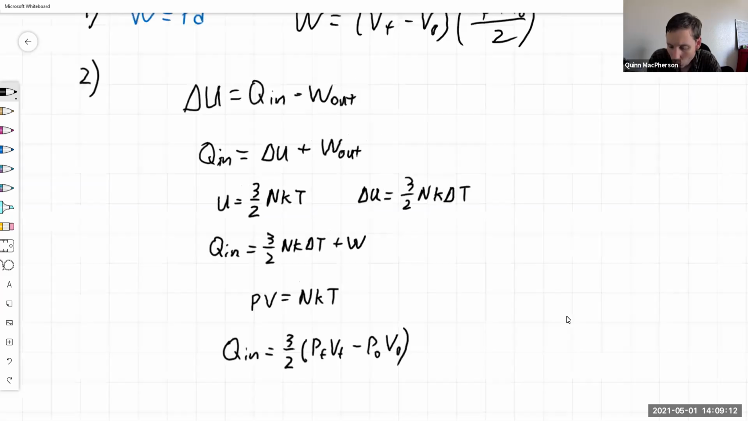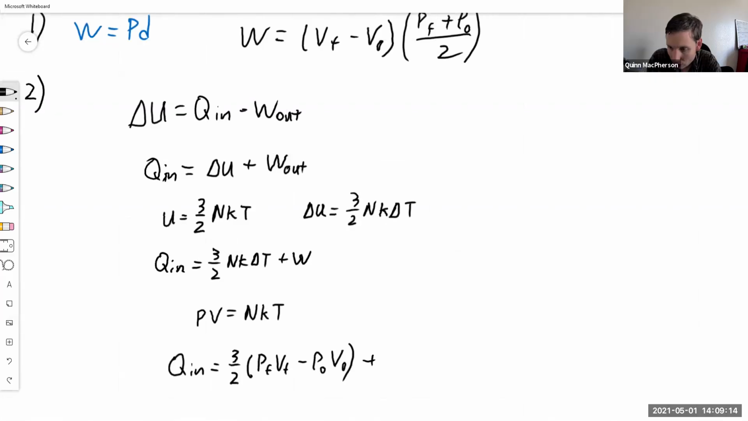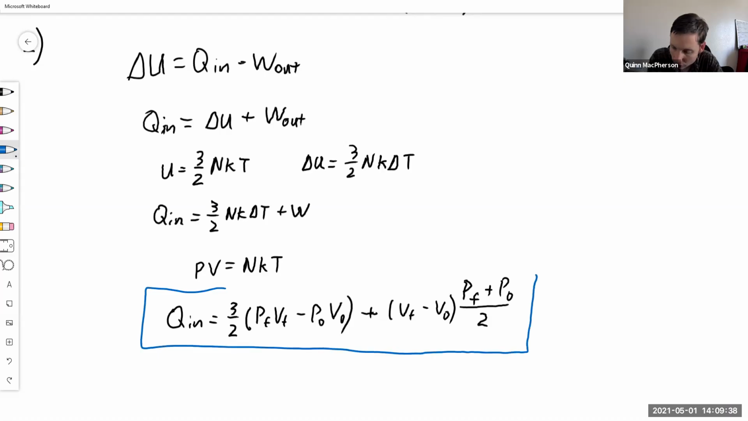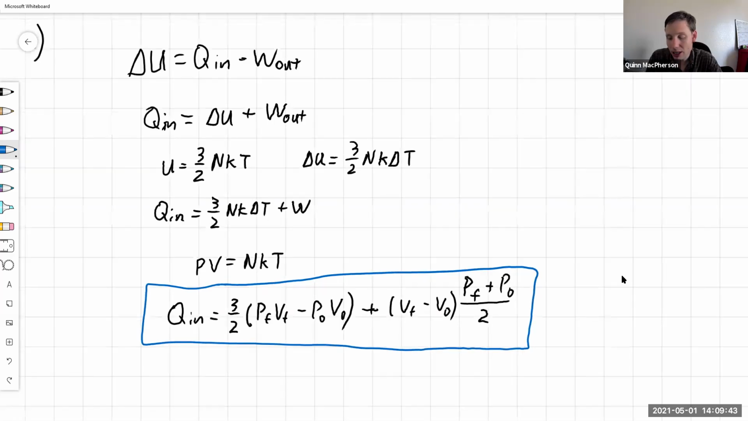And then I'm going to plug in work plus, so work is at the top of the screen there. So you have V final minus V initial times P final plus P initial over 2. And this is actually a correct way of writing the answer. It's got the thing we're looking for, Q, in terms of the P's and the V's. It's kind of ugly though.